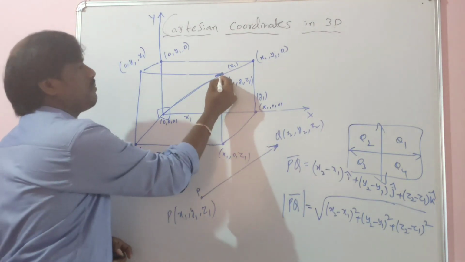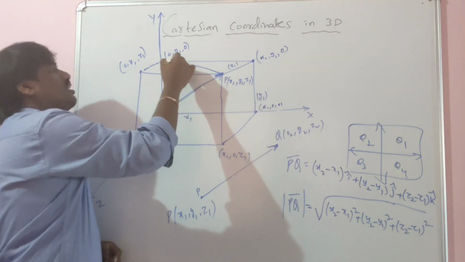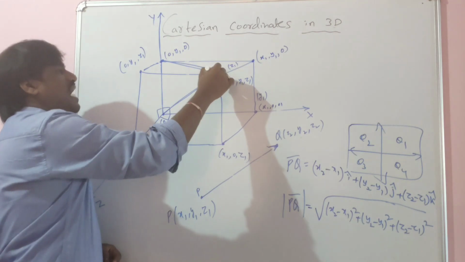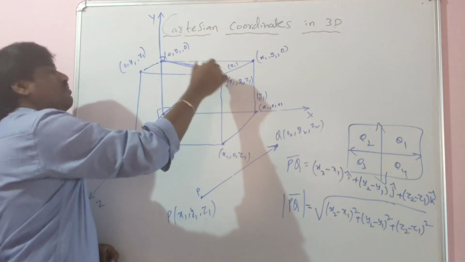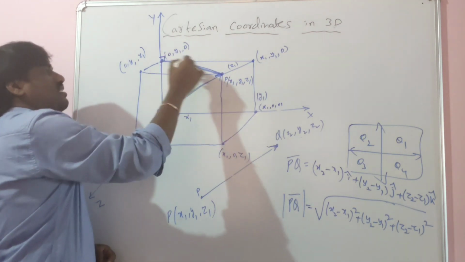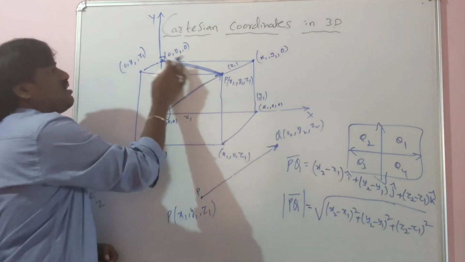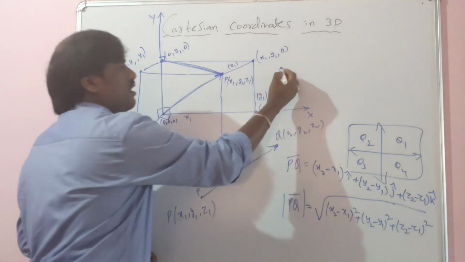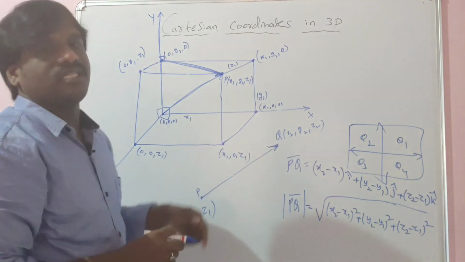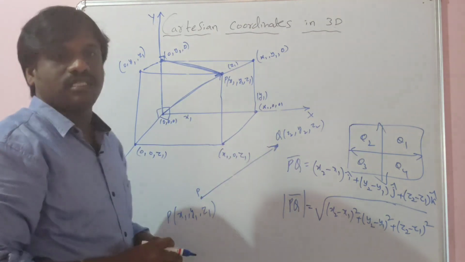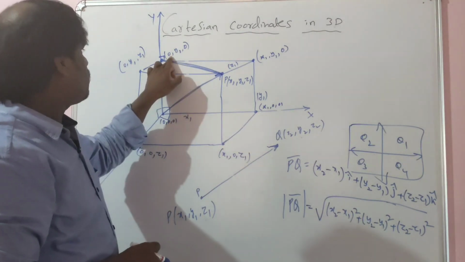Now if I want to find the perpendicular distance of this point in space to any axis, the point on the axis, the distance of this to here, how can I find it? The distance of P on which axis? Y axis. The distance of P on the Y axis will be how much? The distance of P on the X axis is how much? The distance of P on the Z axis is how much? Simply, you can apply the distance formula.